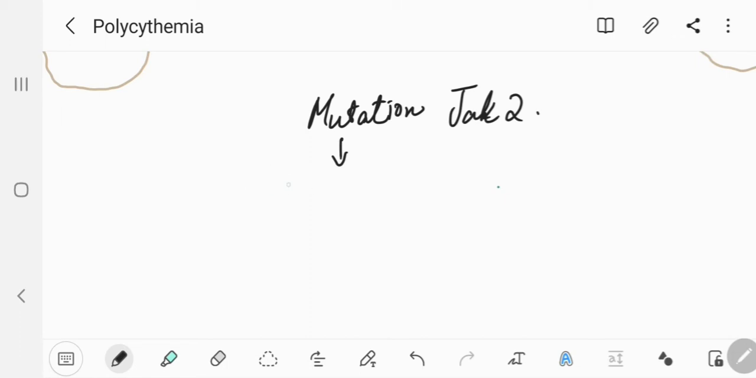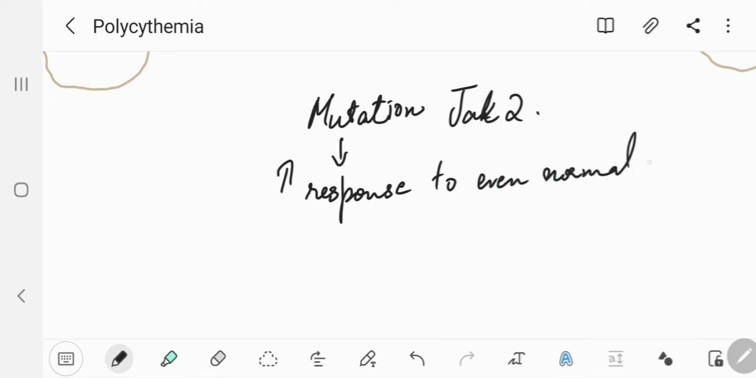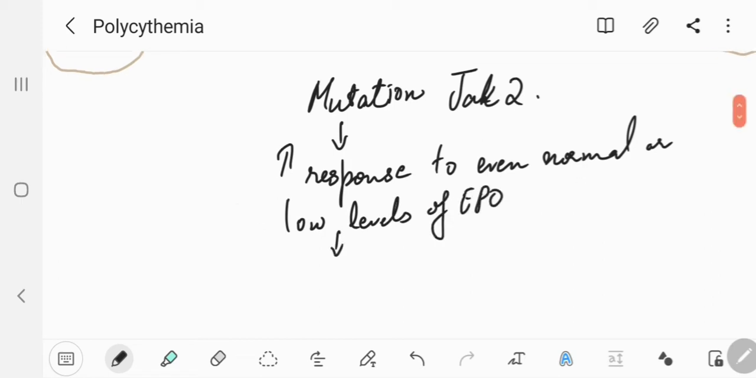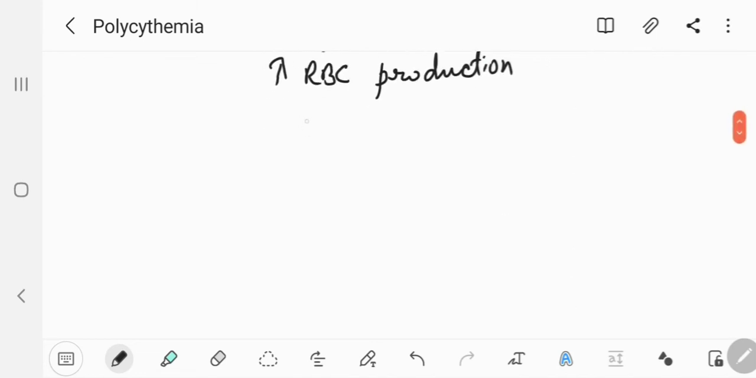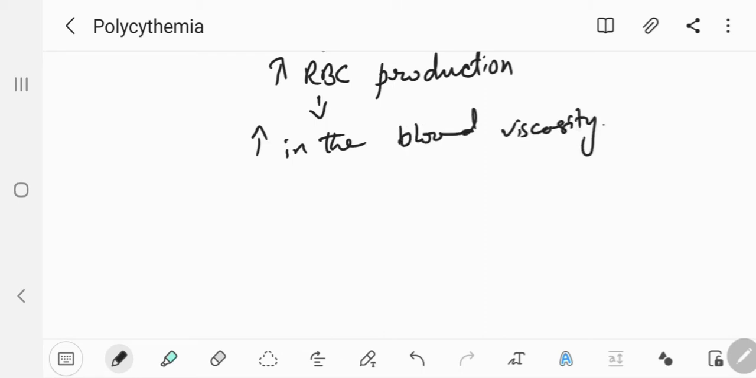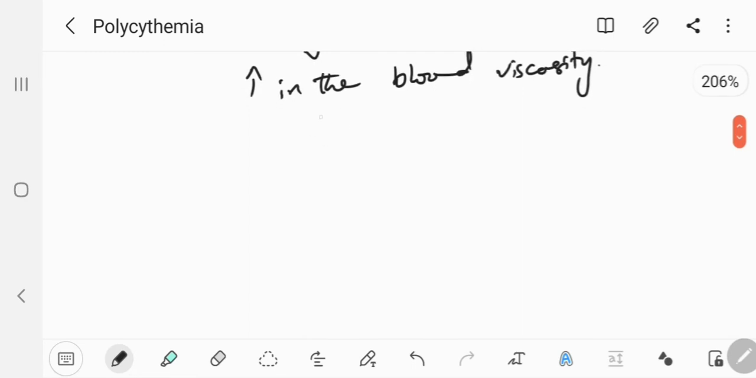After this mutation, the pathway becomes hyperactive, hyperresponsive towards the erythropoietin. Regardless of its concentration, whether it is low or normal, it will lead to a high response of this pathway towards the erythropoietin, leading to an excess amount of RBC production. Due to this increased RBC production, there is increased viscosity of the blood, as there will be more formed cells.